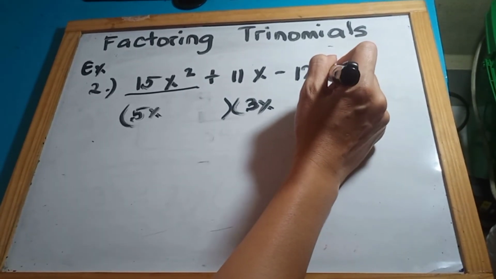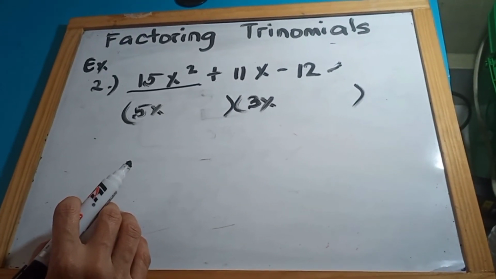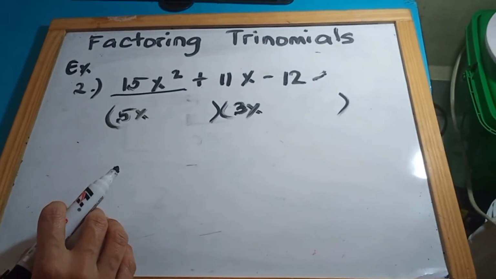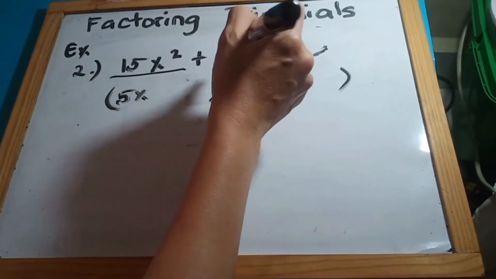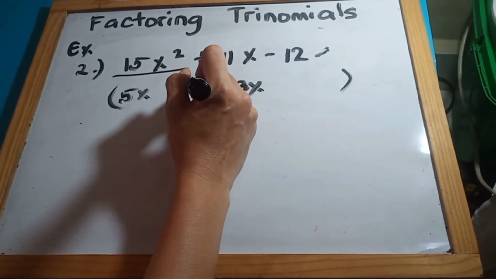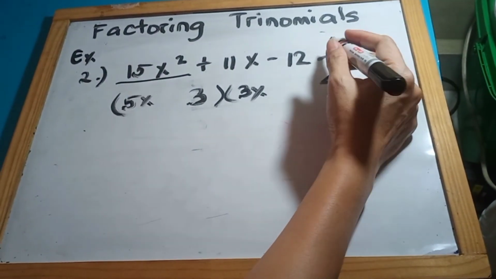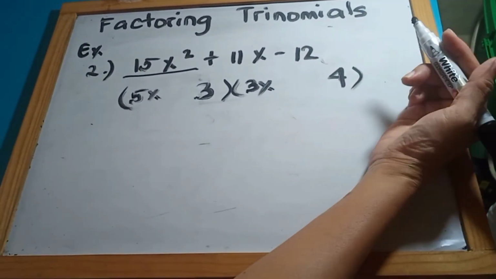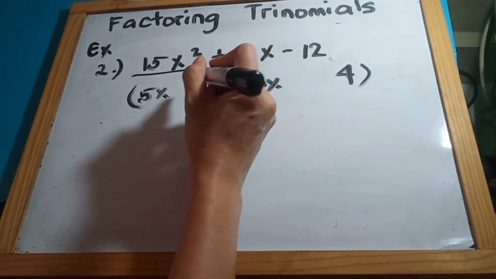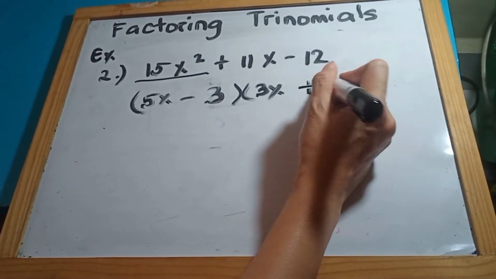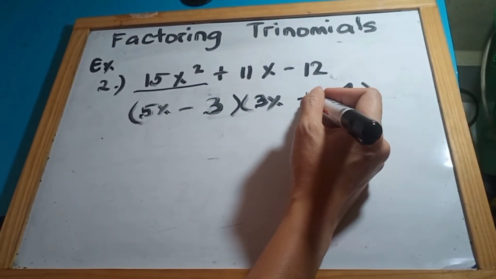But before that, ano yung factor naman ni 12? Factor ni 12 is pwedeng 6 times 2. Pwede ding 3 times 4. So, this time, kailangan na makukuha nating middle term is 11x. So, let's have 3 times 4 instead. So, 3 times 4, that is equal to 12. Okay? And ano yung sign niya? Para makakuha tayo ng 11x, pwede nating i-check muna. Sabi nga natin, this is trial and error. So, let's say this is negative and this is positive.